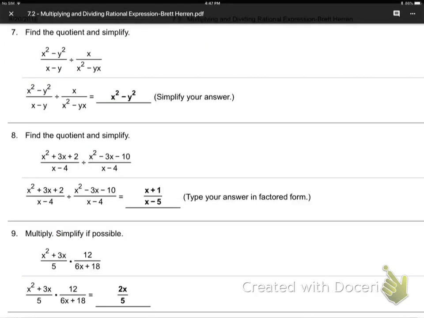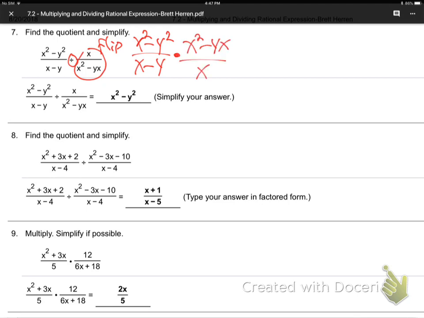Okay, number 7. Again, it looks like it's a divide problem, so that means we take the one on the right and we flip it. So we've got x squared minus y squared over x minus y. Change to times, because multiplying is upside down dividing, or dividing is upside down multiplying, however you want to say it. Over x. Okay, so I flipped the one on the right and changed to times.